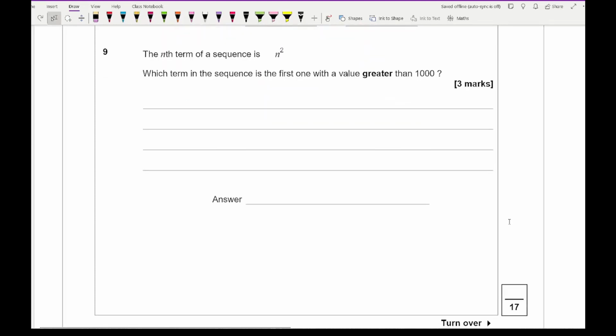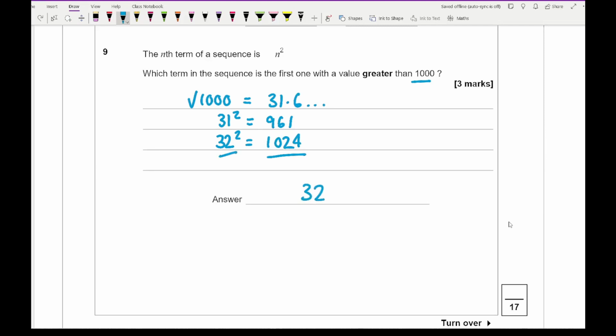Then for question 9, it says the nth term of a sequence is n squared. Which term in the sequence is the first one with a value greater than 1000? Well, for this, if I square root 1000 on the calculator, I get an answer of around 31.6. So that means the value of n needs to be above 31. If I do 31 squared, that gives me an answer of 961, which is less than 1000. But if I do 32 squared, then I get 1024, which is greater. And as you can see, the correct answer is going to be the 32nd term.